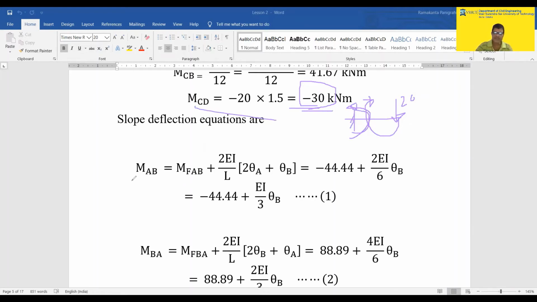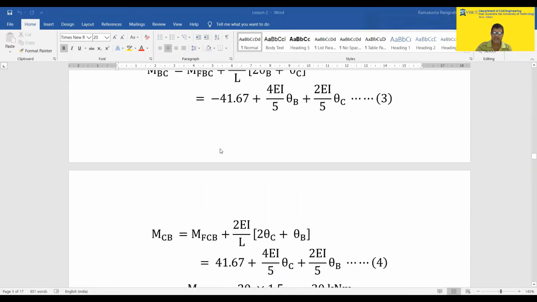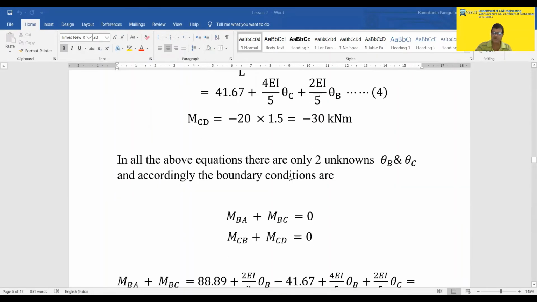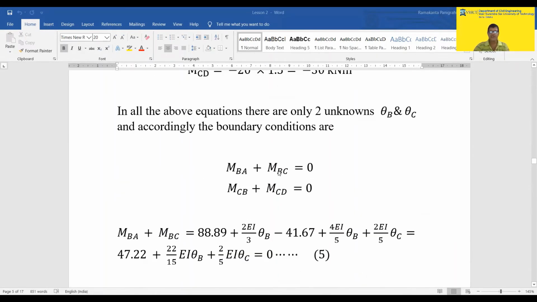Now calculate MAB as you have calculated earlier. MBA, the same formulas we have used in the last problem. Those same things will be written here, and we'll find MBC and MCB, all these things, and MCD we have already found out. Now here are the conditions. At B it will be MBA plus MBC equals 0. At C, MCB plus MCD equals 0, or you can put MCB is equal to minus MCD. The value is given. So MCB is equal to 20.